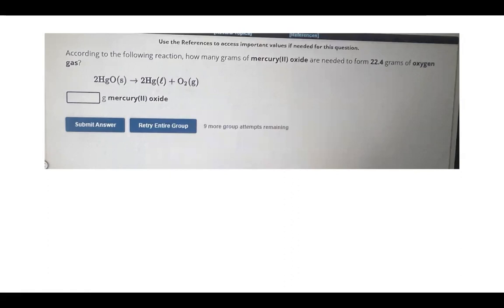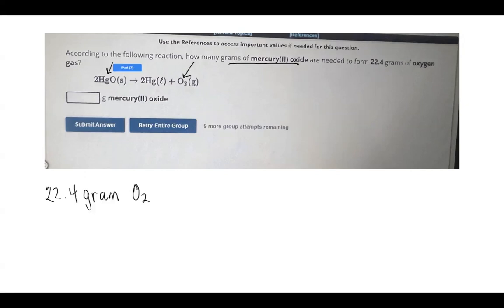So the first one here: how many grams of mercury(II) oxide are needed to form 22.4 grams of oxygen gas? So we're starting with 22.4 grams of oxygen gas. All right, so we're starting here. We want to get to grams of something on the other side of the equation.